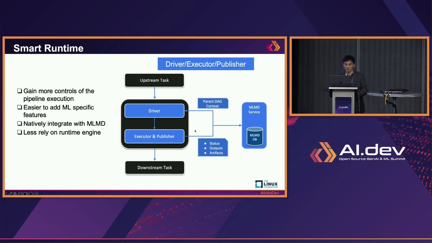In this fashion, when the task starts, we start with the driver. The driver helps do some preparation steps. For example, if there is any parameter that you want to get from the upstream task, you can talk to the MLMD, get those values, and substitute them as the real values for the executor. The executor you can think of as a wrapper around the user's task. It runs the user's task, and at the end of the user task, it publishes all the results into the MLMD immediately. So with this mechanism, like I mentioned, if you have any downstream task that depends on your upstream, you can immediately pull in that data from the MLMD.